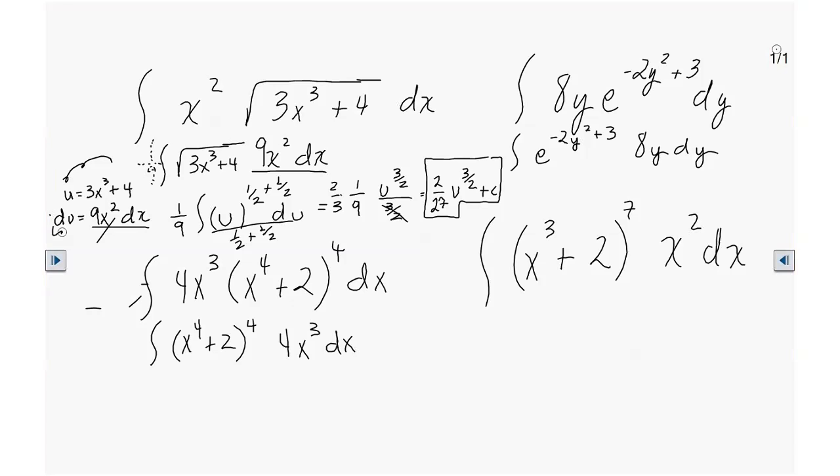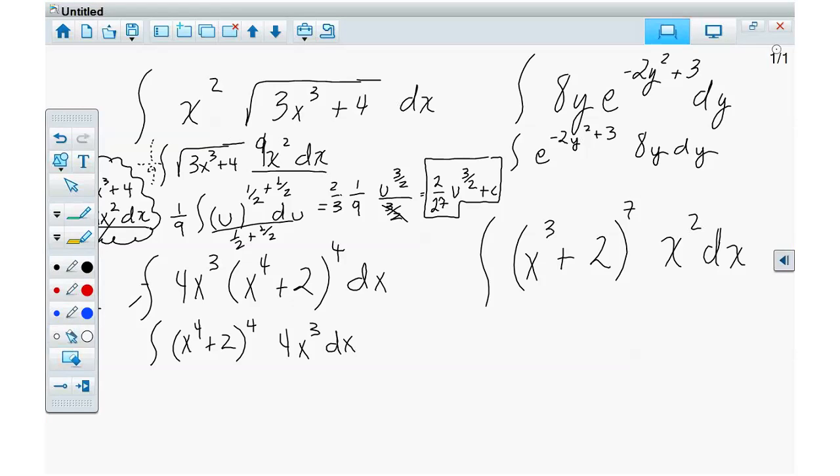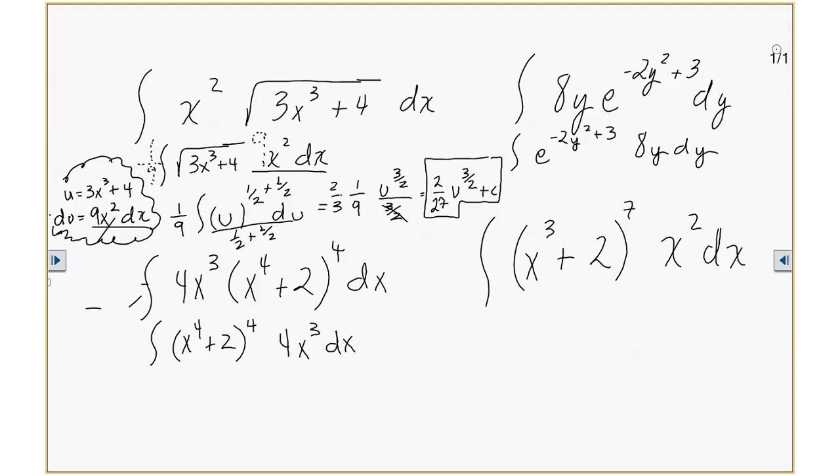What is u? U is 3x cubed plus 4, right? Do you agree with that? Yes. I picked that out for u. Now take the derivative of u. What do you get? What's the derivative of 3x cubed plus 4? 9x squared dx. What do we have? We have x squared dx. So I have to add what? I have to add a 9 to the equation, which means I have to add what on the outside? That's the substitution.